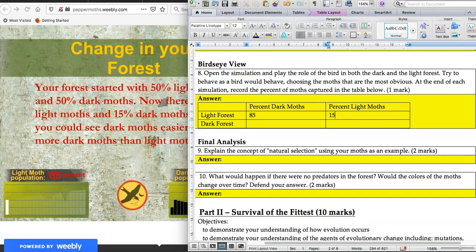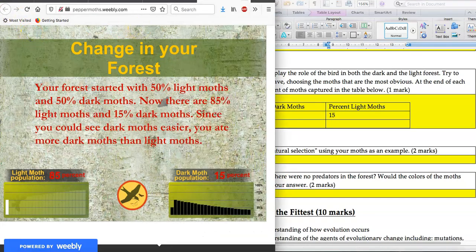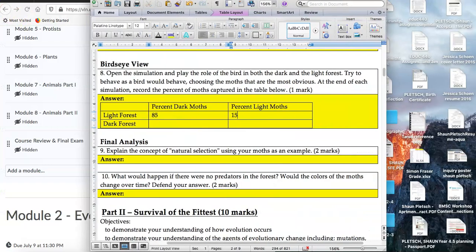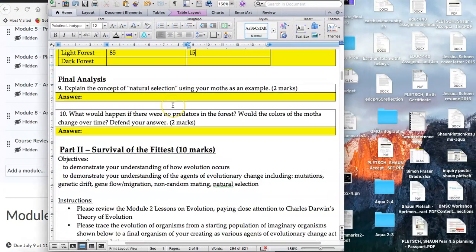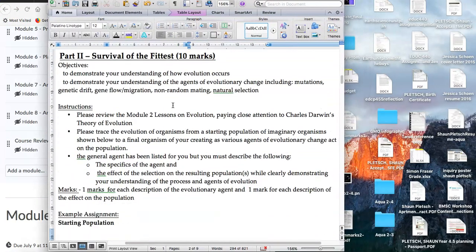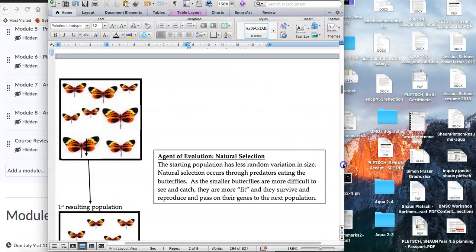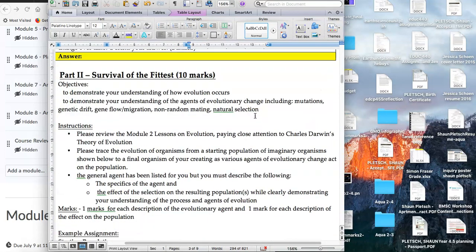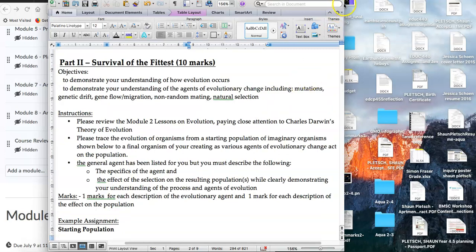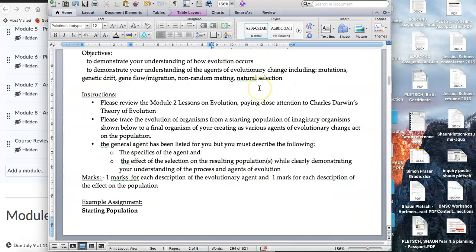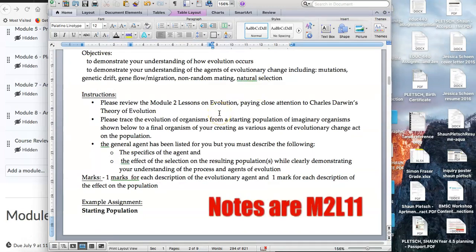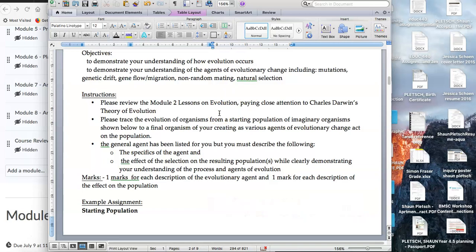Now, the next part, let's close the peppered moths. Let's bring this front and center. Part 2. Now, the idea of this one is you're going to be working with the mechanisms of natural selection, basically. Things that are going to impact it and the agents of change. So if you need this, review note set 11. All the information for you to be successful is in number 11.